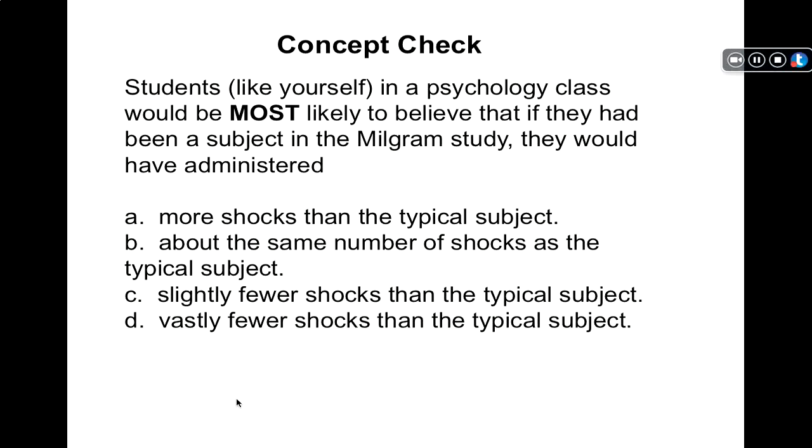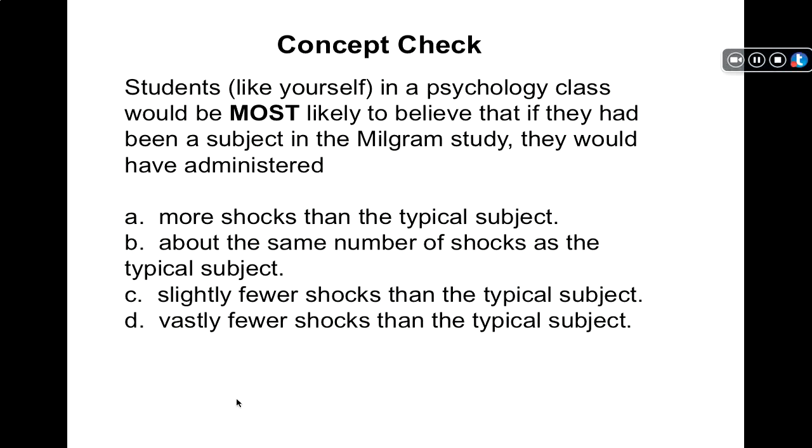Concept check for us. Students like yourself in a psychology class would be most likely to believe that if they had been a subject in the Milgram study, they would have administered. Now consider your answer to the question, what would I have done, before you answer this. So here are the options. More shocks than the typical subject, about the same number of shocks as the typical subject, slightly fewer shocks than the typical subject, vastly fewer shocks than the typical subject.